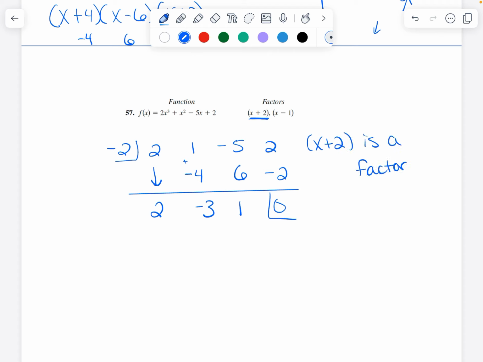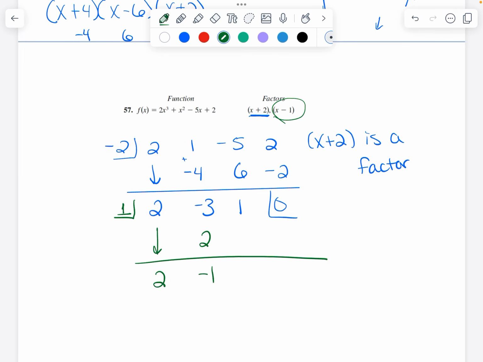And now we're going to do what's called repeated division. So instead of me starting a new problem, I'm going to take my answer here, and that becomes the top row of coefficients for the synthetic division for the next factor. So x minus 1 is what I want to divide by, so I'm going to put a positive 1 out here and do my synthetic division again. So bring down the 2. 2 times 1 is 2. Negative 3 plus 2 is negative 1. Negative 1 times 1 is negative 1. So I get, again, a remainder of 0. So that tells me x minus 1 is also a factor.